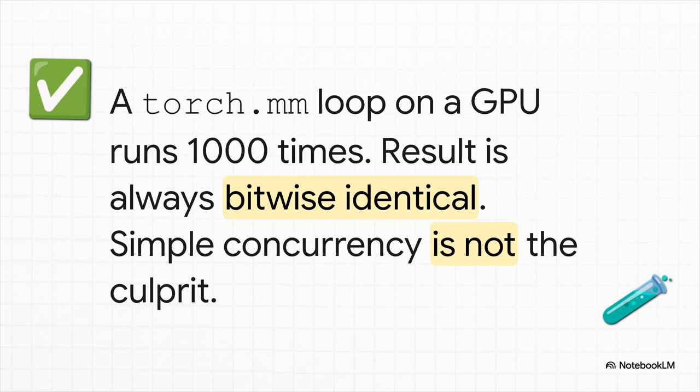We're just running a standard GPU matrix multiplication 1,000 times in a row and checking if the output is bitwise identical every single time. And guess what? It passes. The result is perfectly, absolutely deterministic. So if it's not the parallelism inside the kernel, what else could it be?